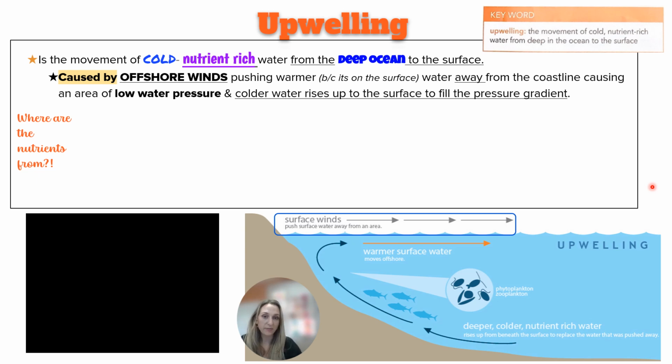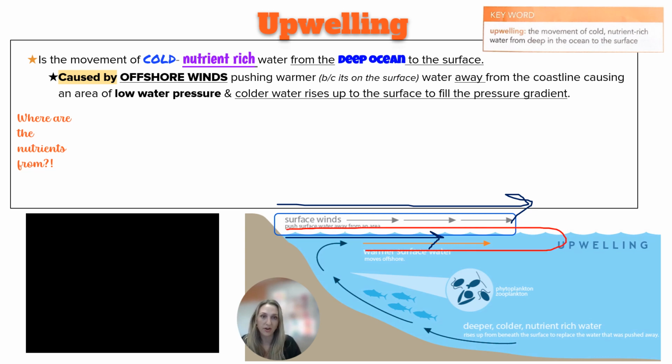Okay, it's caused by offshore winds, and that's right there what I showed. So the brown area is going to be your shoreline, and offshore winds are winds that are blowing offshore. They're blowing away from the shoreline. What's going to happen is as we start to push these waters away, it's going to create like an overall area of low water pressure. There's not as much water piling up there. So we have an area of low water pressure right here.